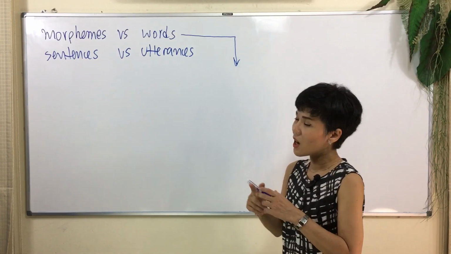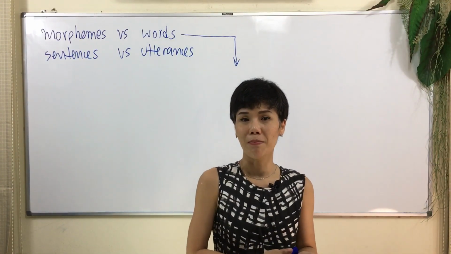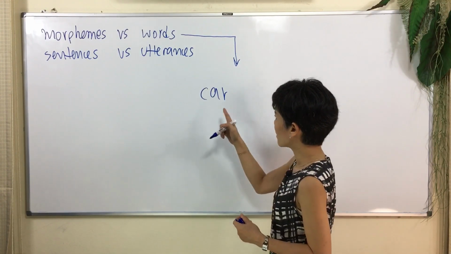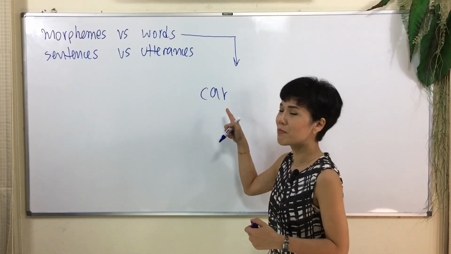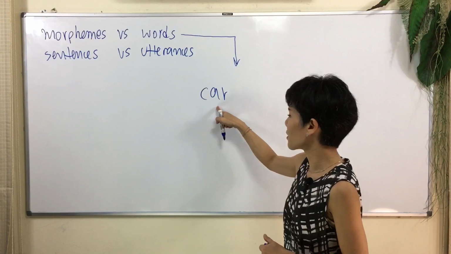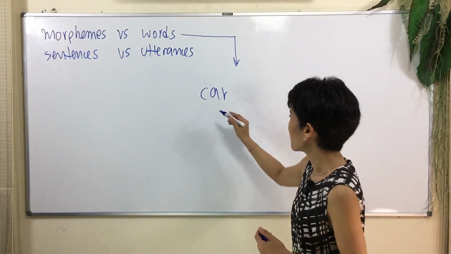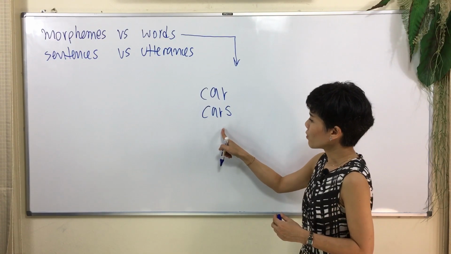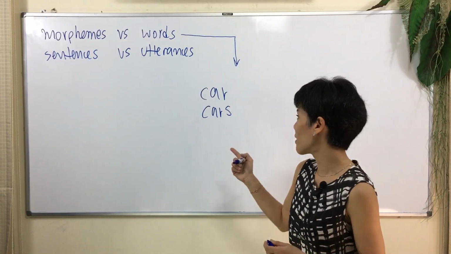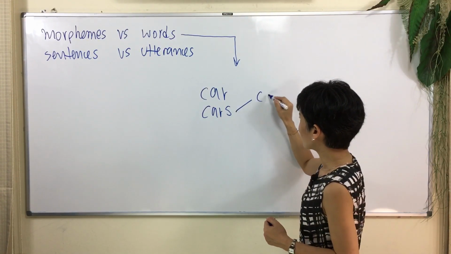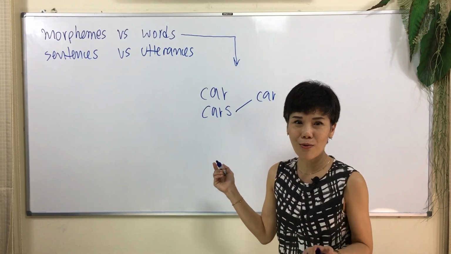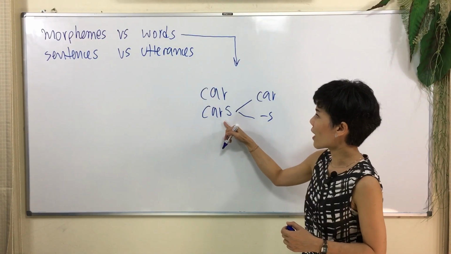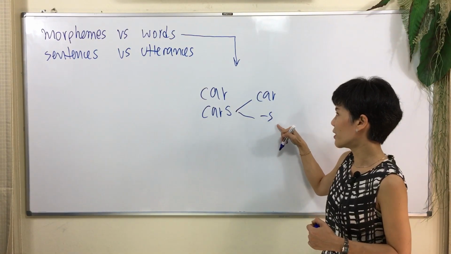So basically, a word can consist of one or more than one morpheme. Let me start with a simple word like car. This word consists of just one meaningful part, so we say that this is a simple word consisting of one morpheme. But then I can have a word like cars. This is a word consisting of 2 morphemes because it has 2 meaningful parts: the part meaning car, the vehicle that you drive, and the part that means plurality. So cars here has 2 morphemes, car and -s.